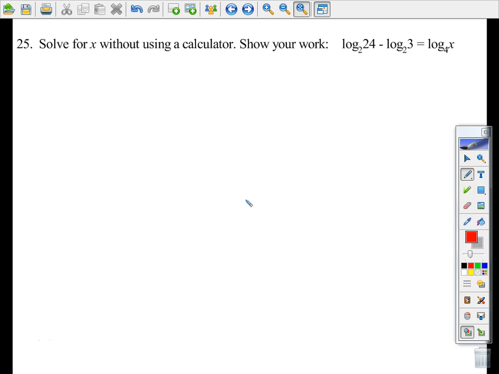Okay, solve for X without using a calculator. So I want you to show me that you understand the properties. And so working on the left side of this equation, properties of logs tell me that two logs with the same base that are being subtracted can be put together as a single log using division. And 24 divided by 3 is 8.